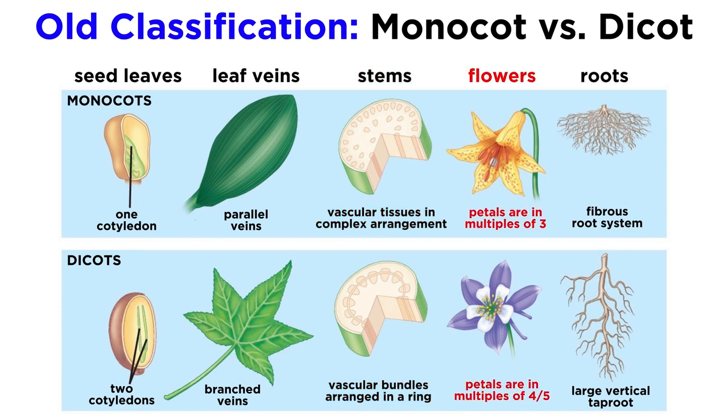The petals of monocot flowers are generally arranged in multiples of three, while dicot flowers are generally in multiples of fours or fives. Finally, the roots of monocots form a fibrous system, like a mat of threads that spread out below the soil surface. Dicot roots, however, have a large vertical taproot that burrows deeper into the soil. However, this simplified two-group system has since been abandoned.